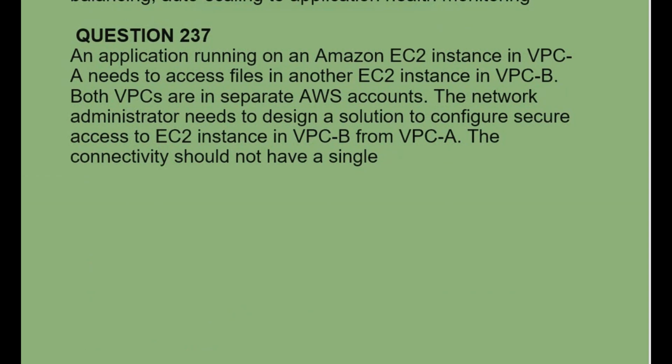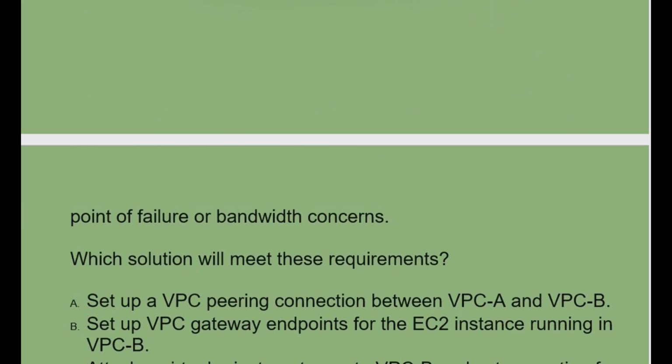Question is, an application running on an Amazon EC2 instance in VPC A needs to access files in another EC2 instance in VPC B. Both VPCs are in separate AWS accounts. The network administrator needs to design a solution to configure secure access to the EC2 instance in VPC B from VPC A. The connectivity should not have a single point of failure or bandwidth concerns. Which solution will meet these requirements?